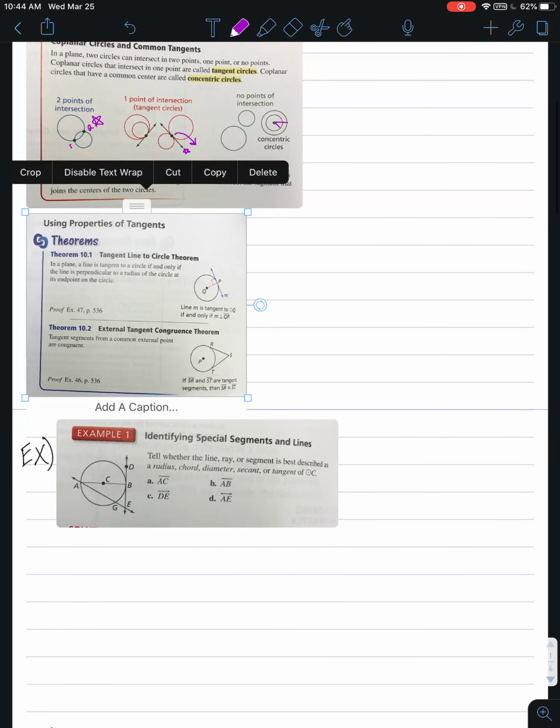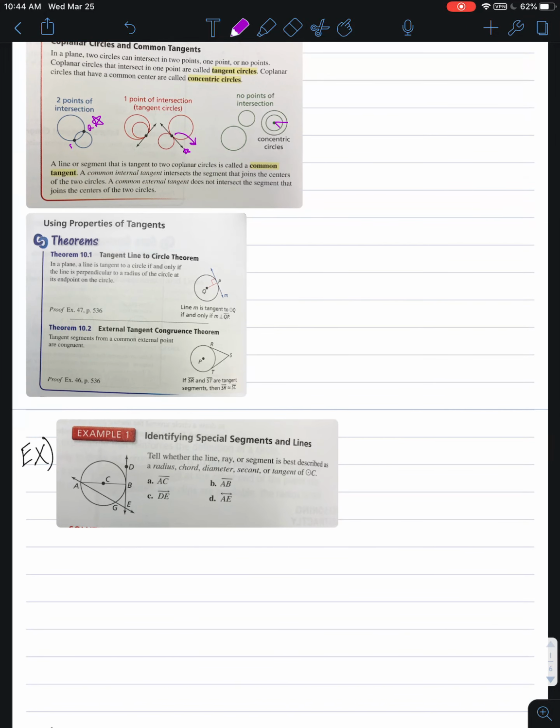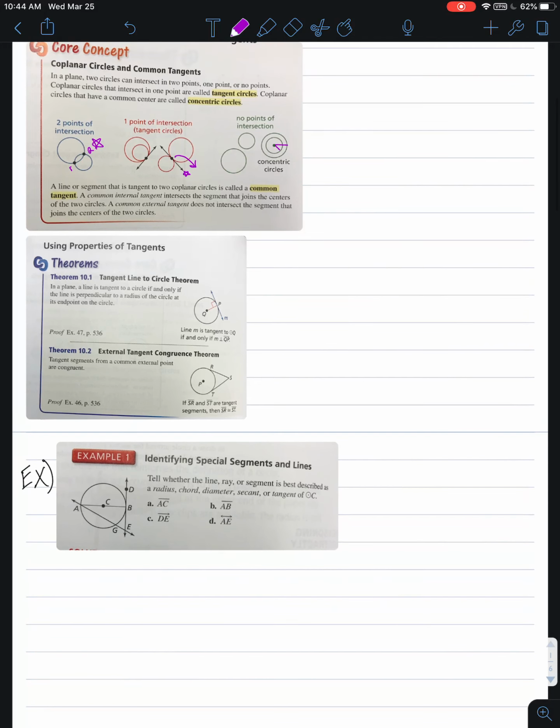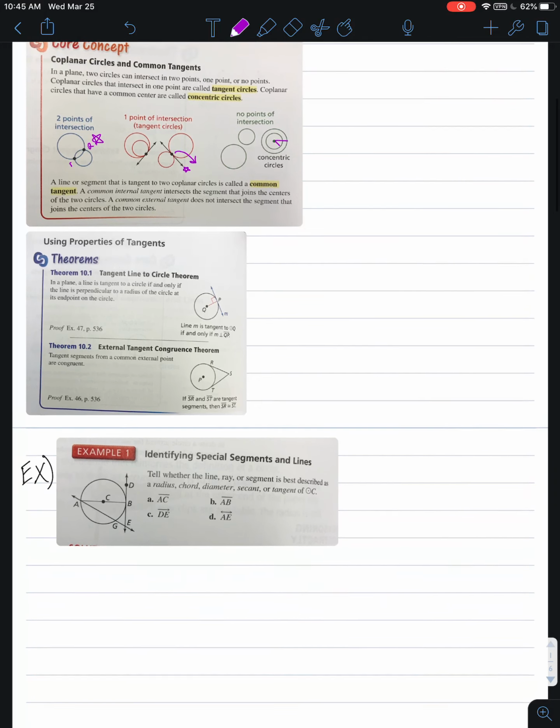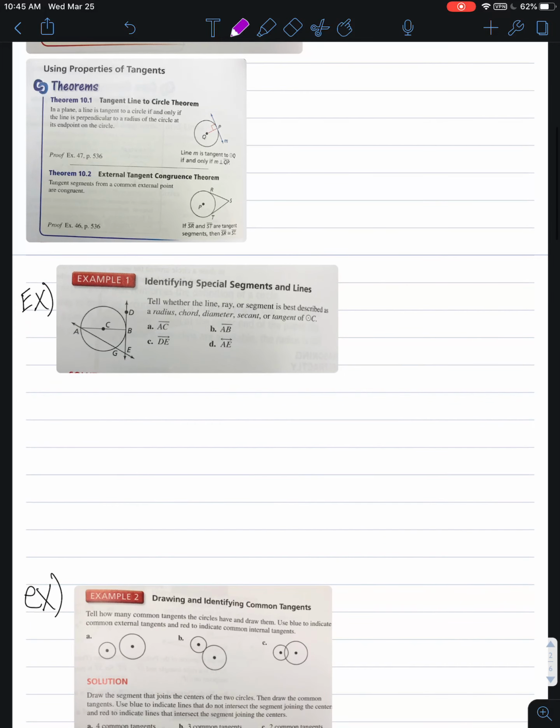Okay, and we'll talk about later on in the section a couple different ways that we can see how many tangent lines can be drawn when you have two circles. And we'll go over that in just a moment. Okay, then there's two theorems that we are going to need to know for this section as well.